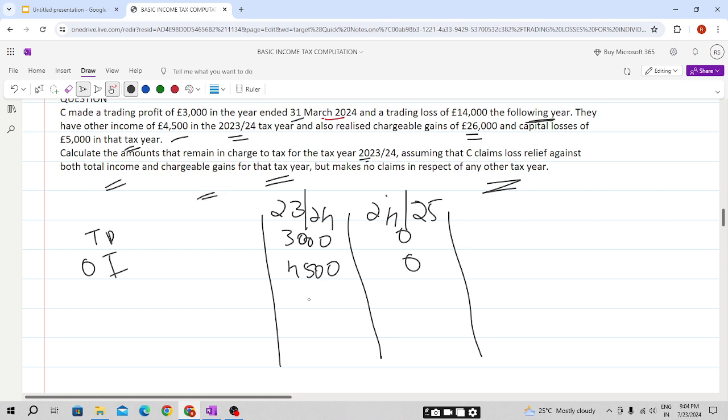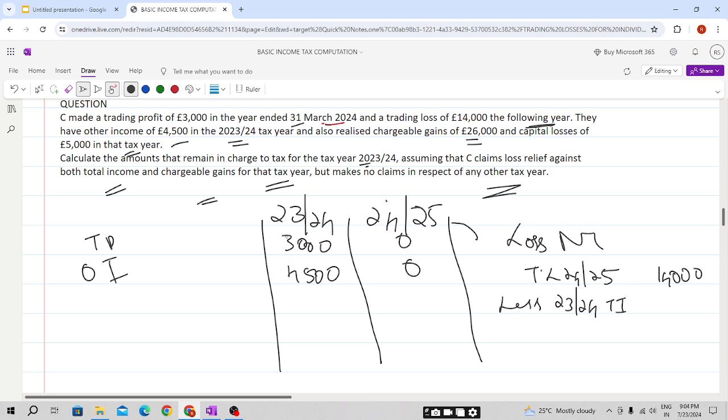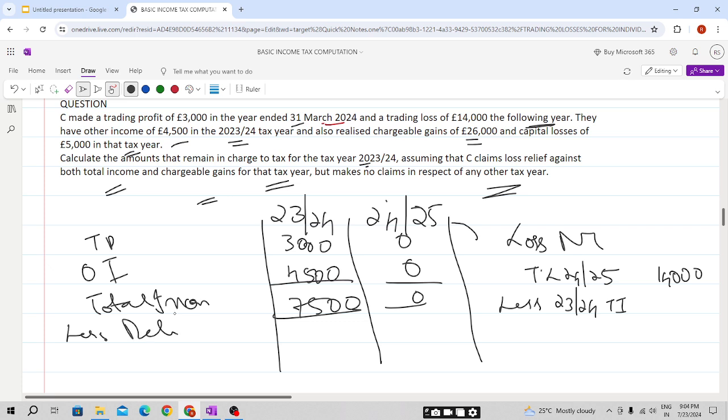So first we will set off against the total income, because this year we will write the loss memorandum students here. So trading loss for 24-25 of 14,000 less against the 23-24 total income. So it is 3,000 plus 7,500 total income students, less relief. This is no current year income. So previous year total income 7,500.